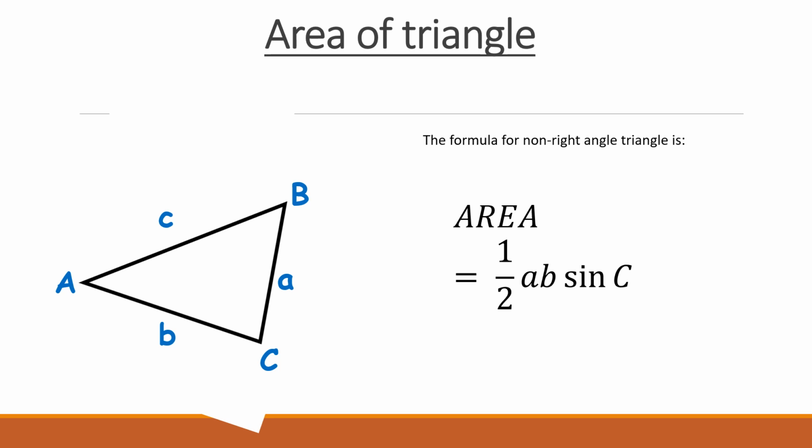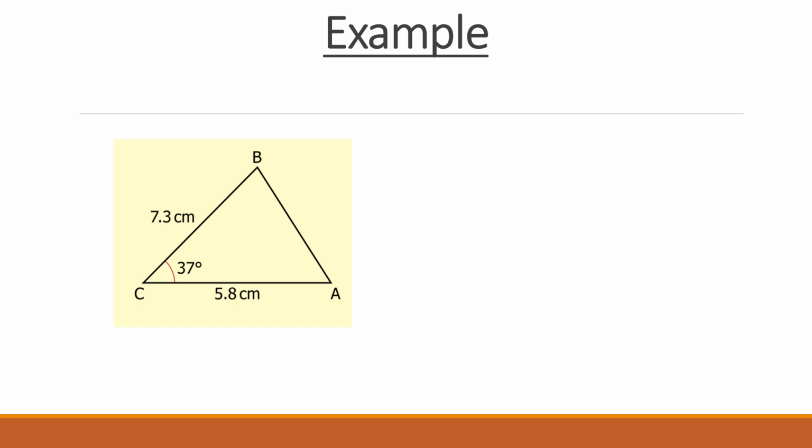Lastly is the area of a triangle. This is to work out the area of a non-right triangle, and it's half ab sine C. Let's have a look at an example. Again, you've got to label our sides. So that's big A, that would be little a, that's big B, that would be little b, and that's big C, that would be little c.